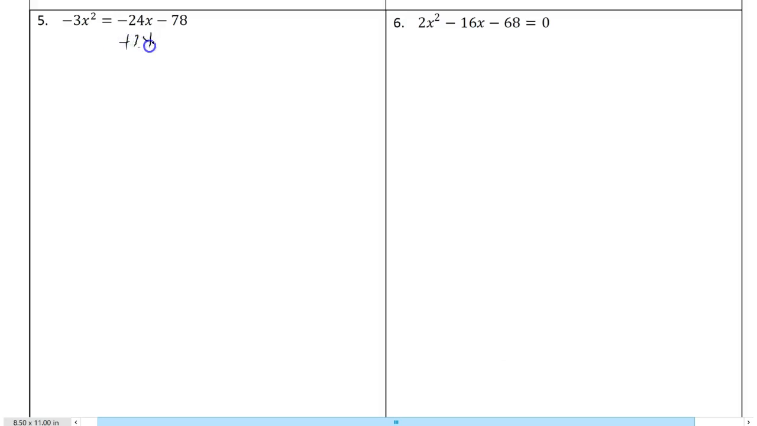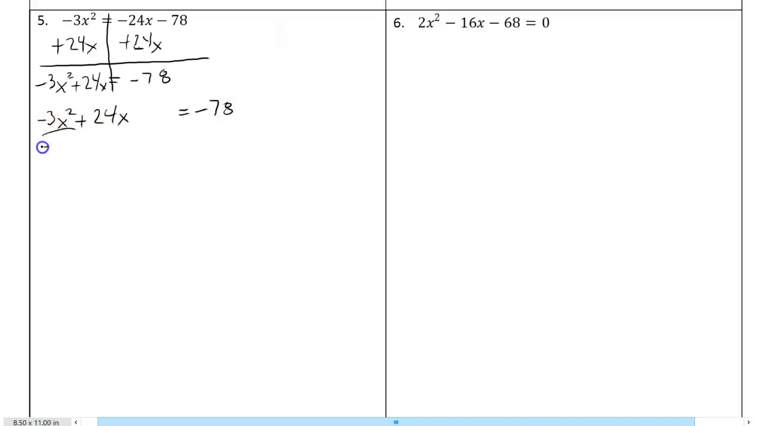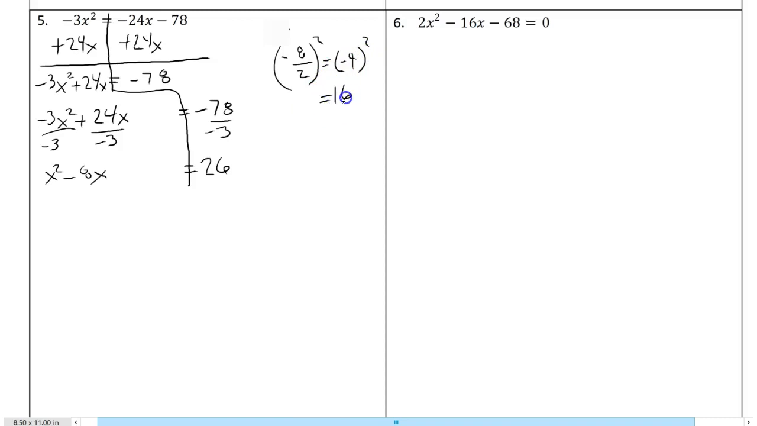In example 5, start by adding 24x to both sides of the equation. Leave -78 on the right and leave space for completing the square. Notice there's a coefficient, so divide everything by -3. X squared minus 8x equals 26. Now complete the square. Half of -8 is -4. -4 squared is positive 16. Add 16 to both sides of the equation.